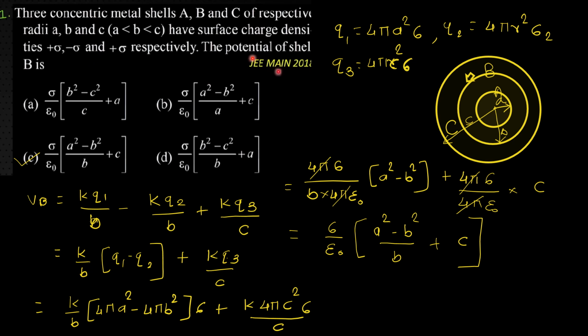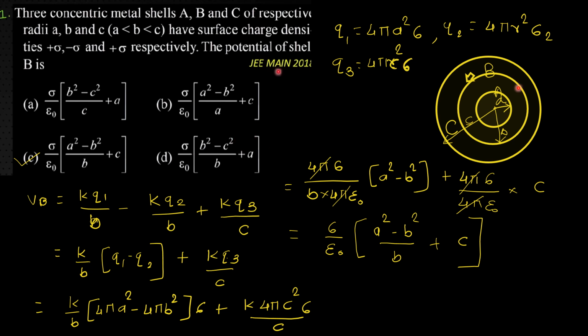The potential of shell B is, what we have to do is find out the potential on the surface of B. We have to first write down the charges in terms of the charge density, because if you observe the options here, all contain the term sigma. So we can write q1 is equal to 4 pi a square into sigma, q2 is 4 pi b square sigma, actually we can write minus here, q3 is equal to 4 pi c square sigma.